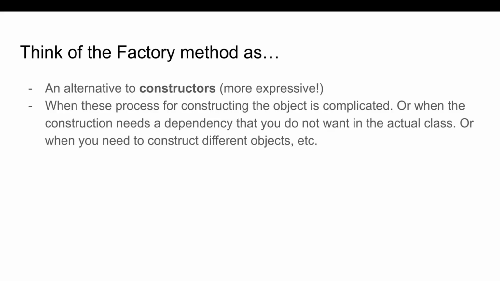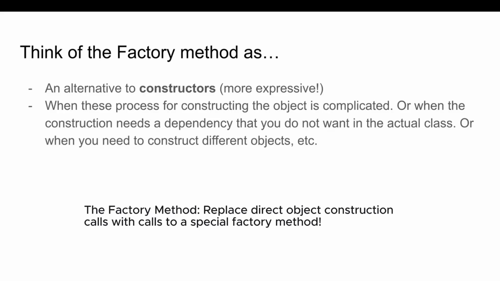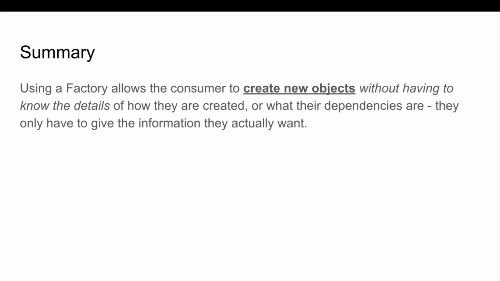I want to emphasize that the factory method is used when the process for constructing the object is complicated. We need a more expressive way to construct the object. Or when the construction needs a dependency that you do not want in the actual class, or when you need to construct different objects, etc. To summarize, using a factory allows the consumer to create new objects without having to know the details of how they are created or what their dependencies are. They only have to give the information they actually want.